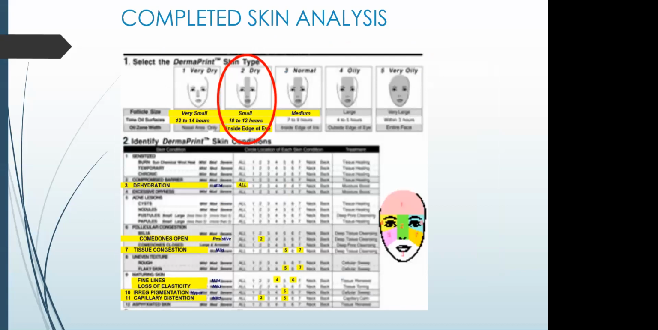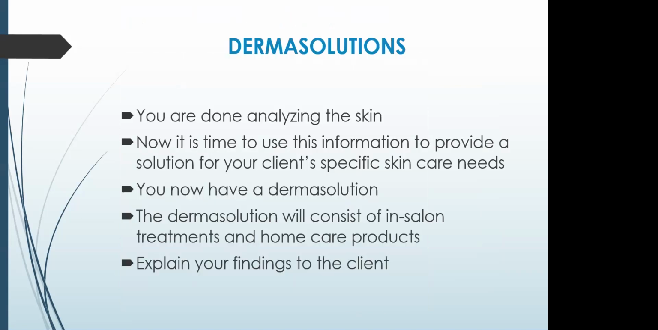So now we've completed our skin analysis. We've determined that our client has dry skin from Dermaprint 1. We've gone through and highlighted all of our skin conditions and where they're located on her skin. So now we're done analyzing the skin. Now it's time to use this information to provide a solution for your client's specific skincare needs. You now have your Derma Solution. The Derma Solution will consist of in-salon treatments and home care products. This is where you're going to explain your findings to your client.